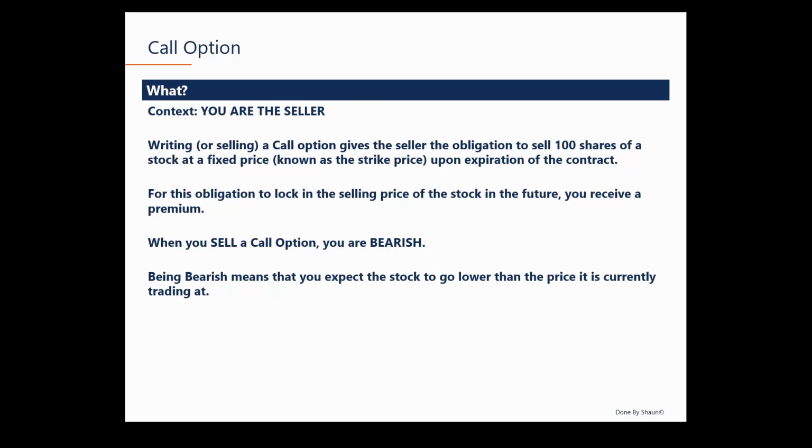Okay, next. So the first question to ask is, what does it mean to sell a call option? When you sell a call option, you have the obligation to sell away 100 shares of a stock at a fixed price upon expiration. This pre-agreed price is also known as the strike price. Each option contract is always measured in denominations of 100, and for this obligation to sell this stock at this fixed price for a set period of time, you receive a premium.